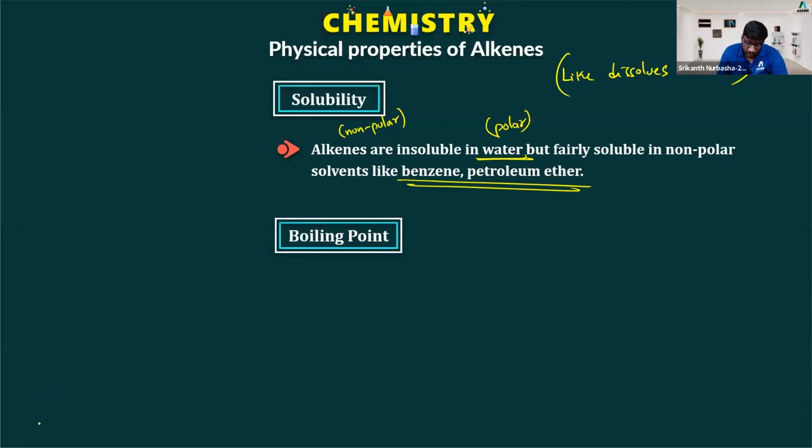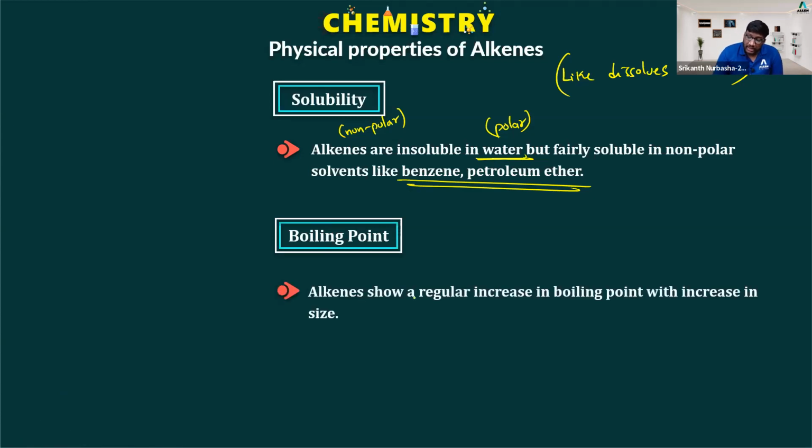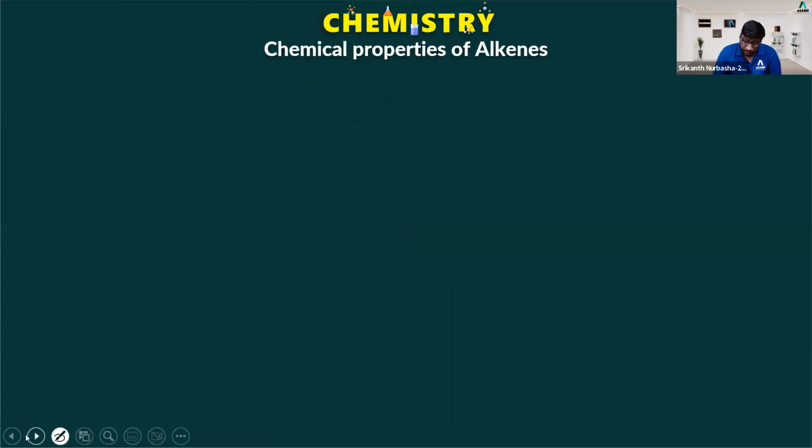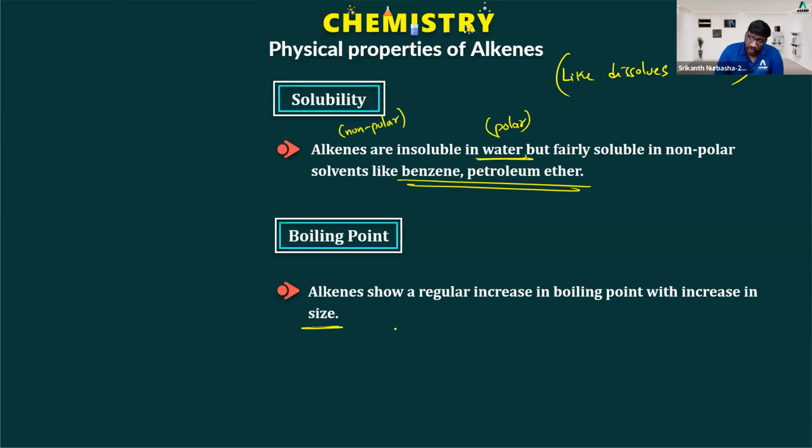Boiling point is always directly proportional to molecular weight. Heavier the molecular weight, heavier will be the van der Waals force of attraction, and heavier will be the boiling point. Alkenes show a regular increase in boiling point with increase in size. That is true because boiling point is directly proportional to van der Waals forces of attraction, which is directly proportional to molecular weight.